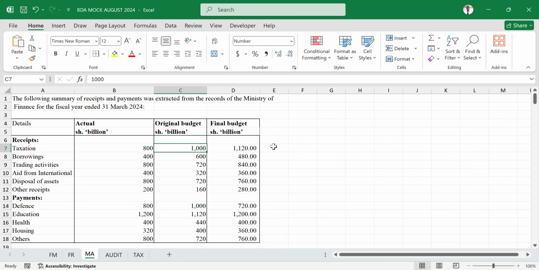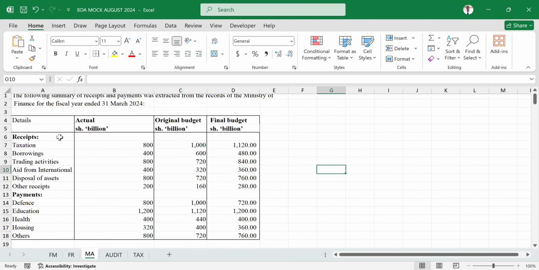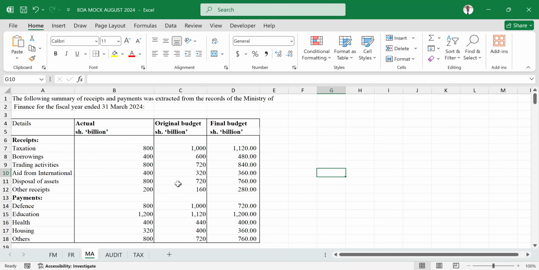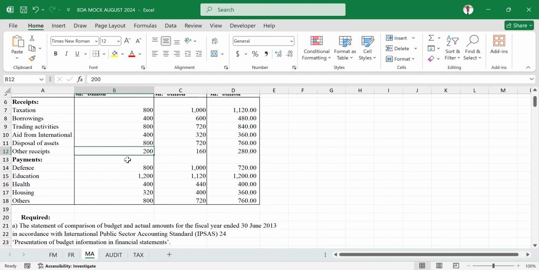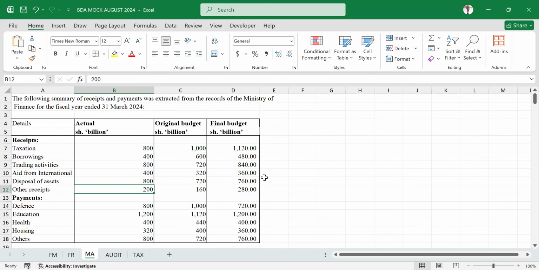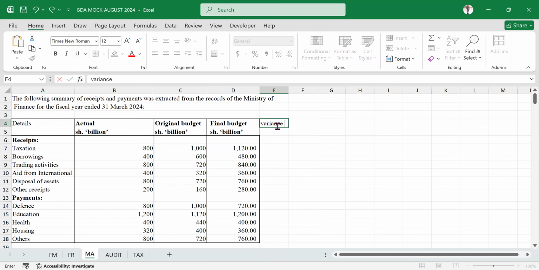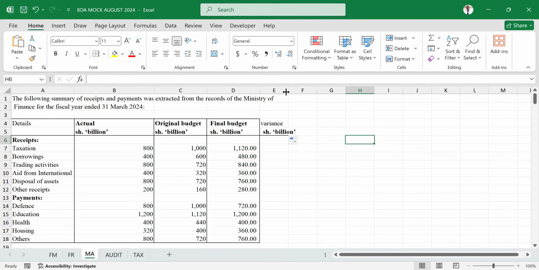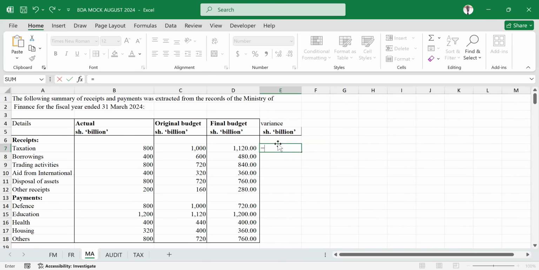That is the first step I would want us to do. I don't want to copy this data and do it afresh aside. I just want to use the same question that we have so that we come up with a variance. To make my work easy, I will just come up here and talk about variance. Like I've mentioned, it is very easy. The level of precision remains the same. We are talking about billions, and I've told you we're just comparing actual and final.